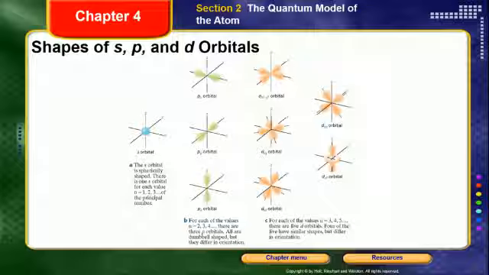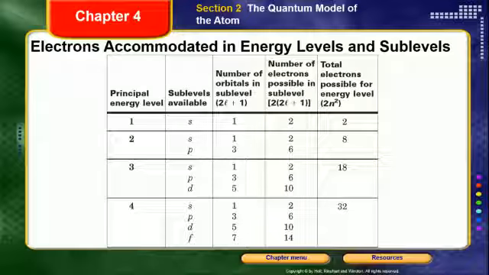The f orbital, which follows this, does exist. It is understood and well known, but it's so complex that we're not even going to bother trying to represent them visually. Next up, we are going to try to relate principal quantum numbers, sublevels, number of orbitals per sublevel, and the number of electrons possible in each sublevel. That's our last objective for this particular lecture. But this is the information that you want to know.